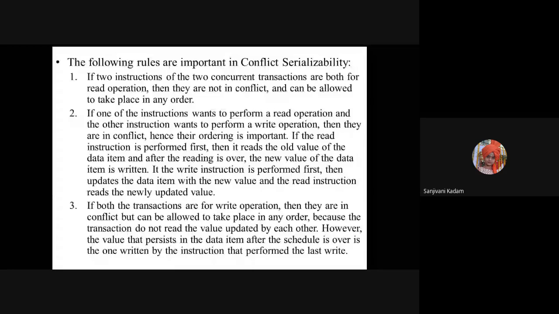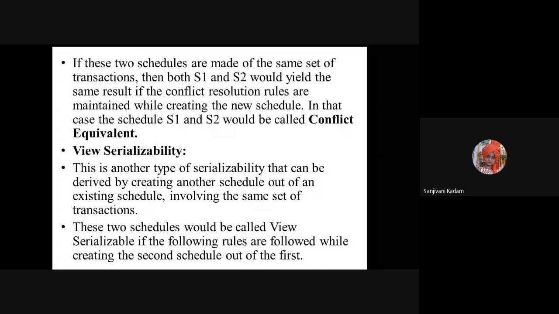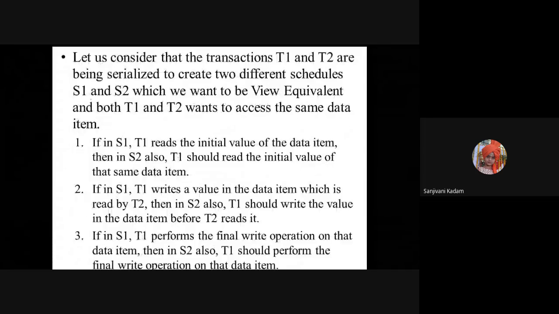Then we have seen the concept of view serializability, and how two schedules can be called view equivalent. There are three conditions. The same transaction in both schedules should perform the initial reads. Then whatever updated value is written by some transaction in schedule 1 and read by another transaction, the same updating and reading of values should be done in schedule 2. The third condition is regarding the final write operation. The final write operation should be done by the same transaction in both schedules. So these three conditions are mandatory whenever we check for view serializability and view equivalence.